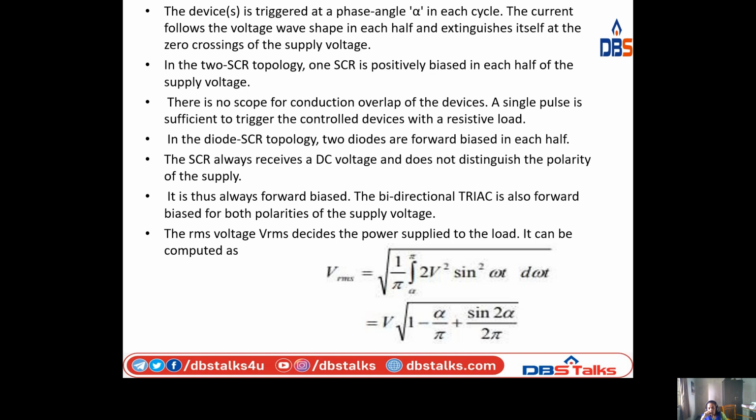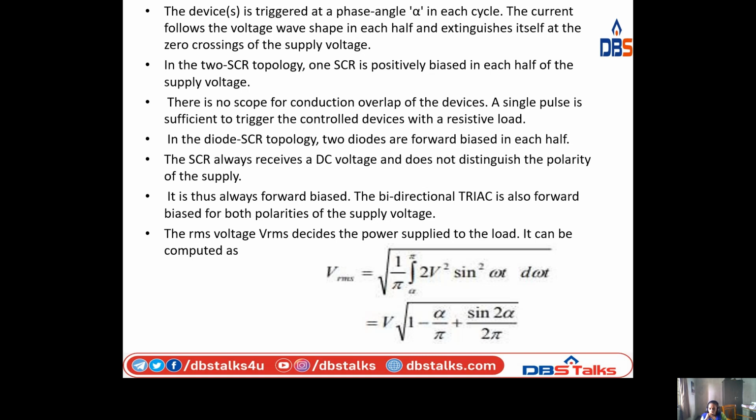Here the device will be triggered with a firing angle of alpha in each cycle, and the current follows the voltage wave shape in each half and extinguishes itself at zero crossing of the supply voltage. In the two SCR topology, one SCR is positively biased in each half of the supply voltage, there is no conduction overlap of the devices, and a single pulse is sufficient for triggering the controlled devices with a resistive load.